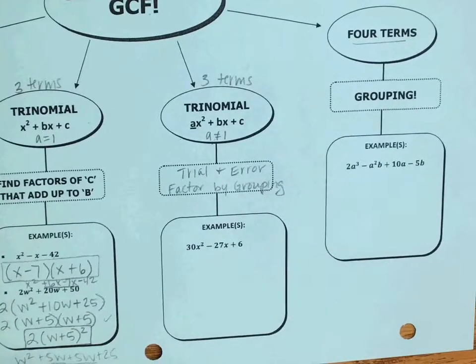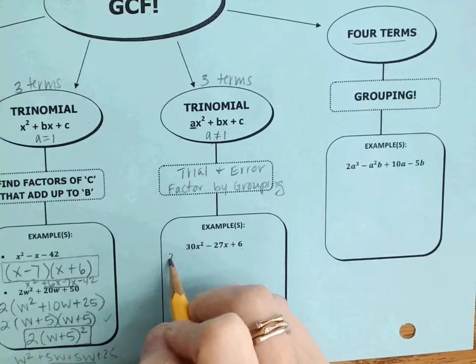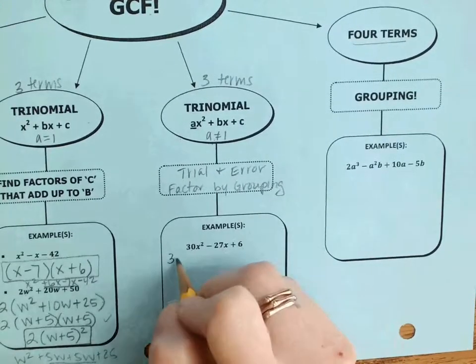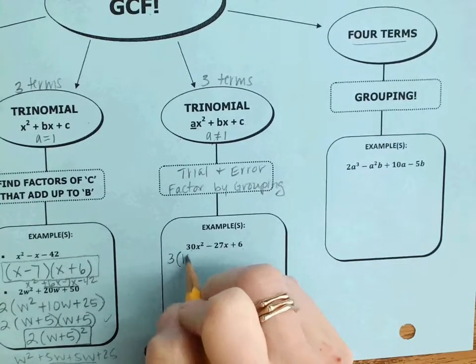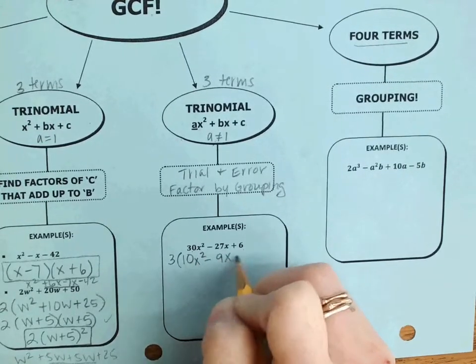Your very first step on this one, still regardless, is to look for a GCF. And so this one does have a GCF. It has a GCF of 3. So I'm going to go ahead and factor out that 3. And when I do, I get 10x squared minus 9x plus 2.